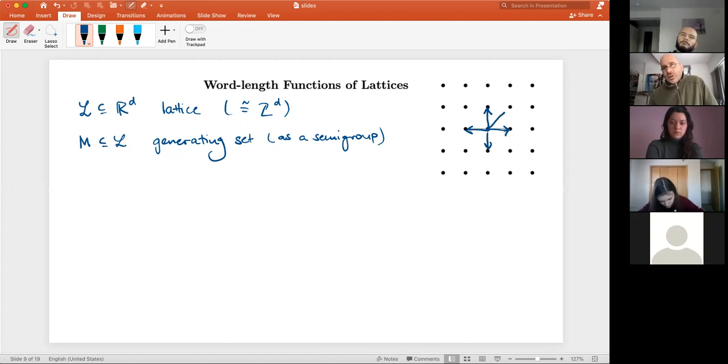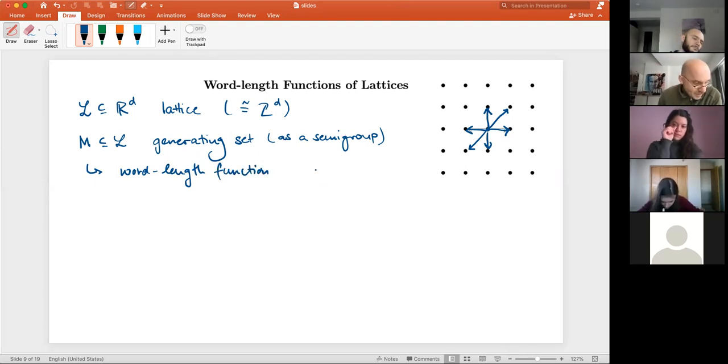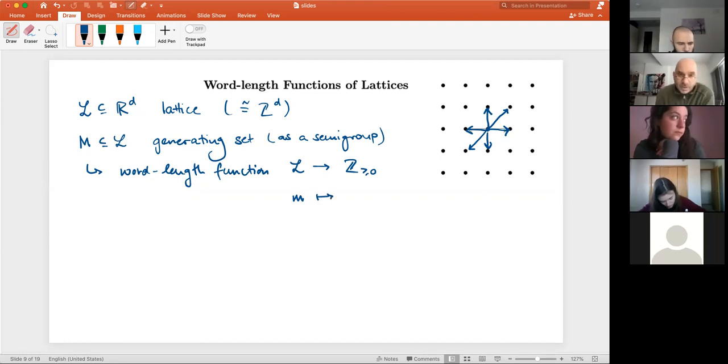But maybe you want to throw in more generators. So I can also think of these 6 vectors as generating Z2. Why is this interesting? If you now give me this generating set, then this gives rise to what's called a word length function. This is a function on the lattice into non-negative integers, and it records, for each lattice point M, a minimal way of writing M in terms of my generators. This word length function depends on both my lattice and the generating set.